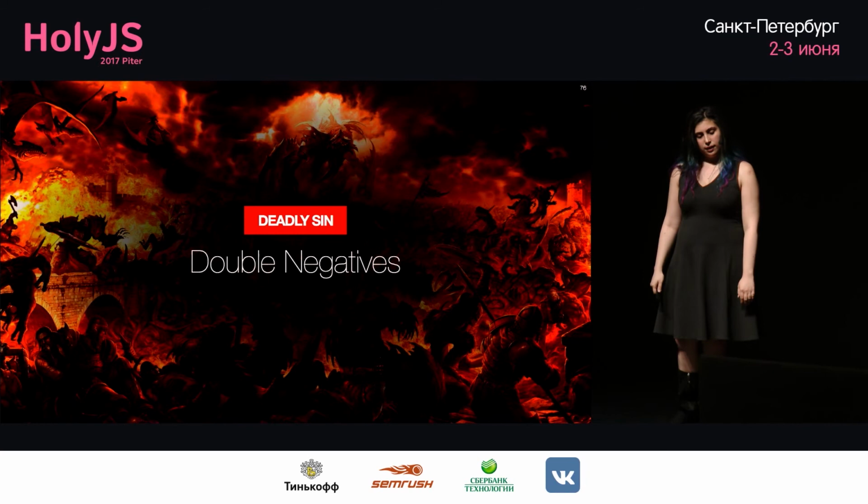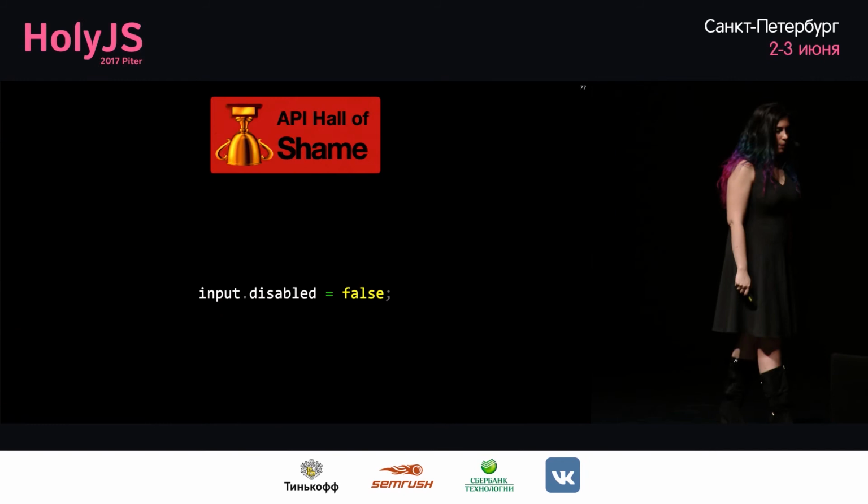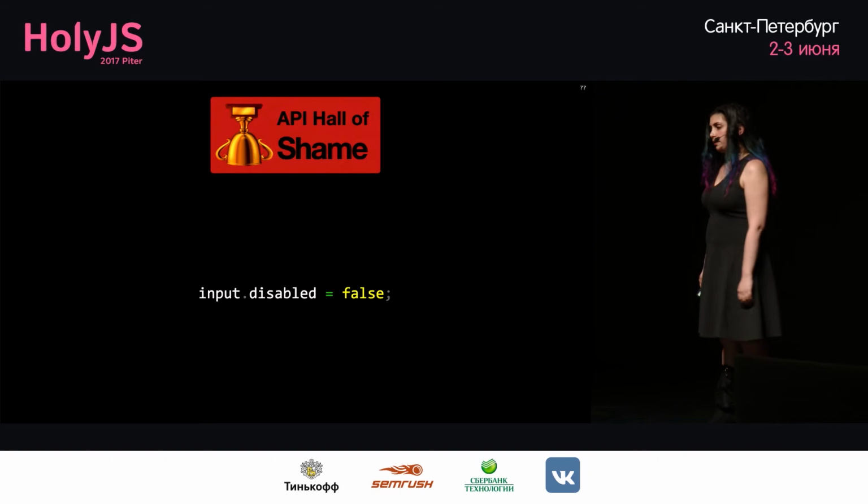Another deadly sin is double negatives. In general, in language, double negatives are hard to understand. As I suspect you've learned at school when writing essays and stuff. That applies to code as well. For example, the disabled property. Here I'm setting it to false.